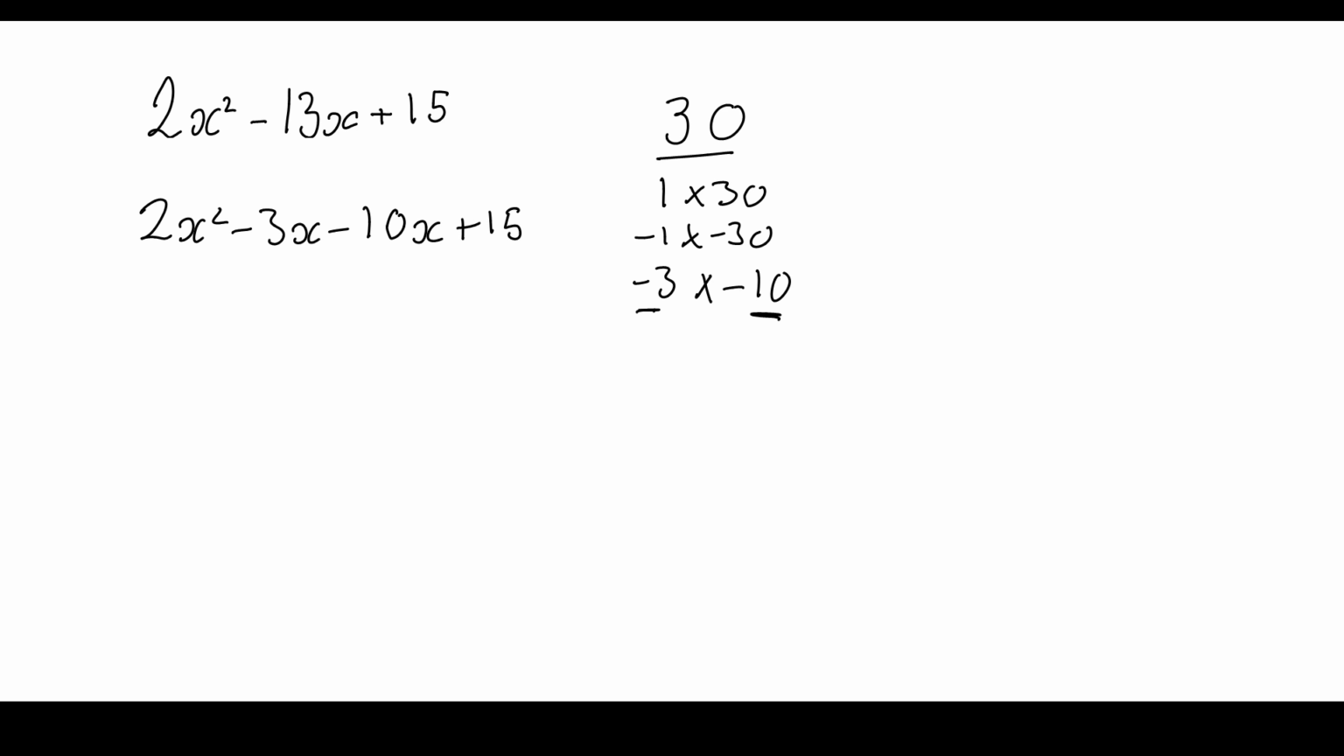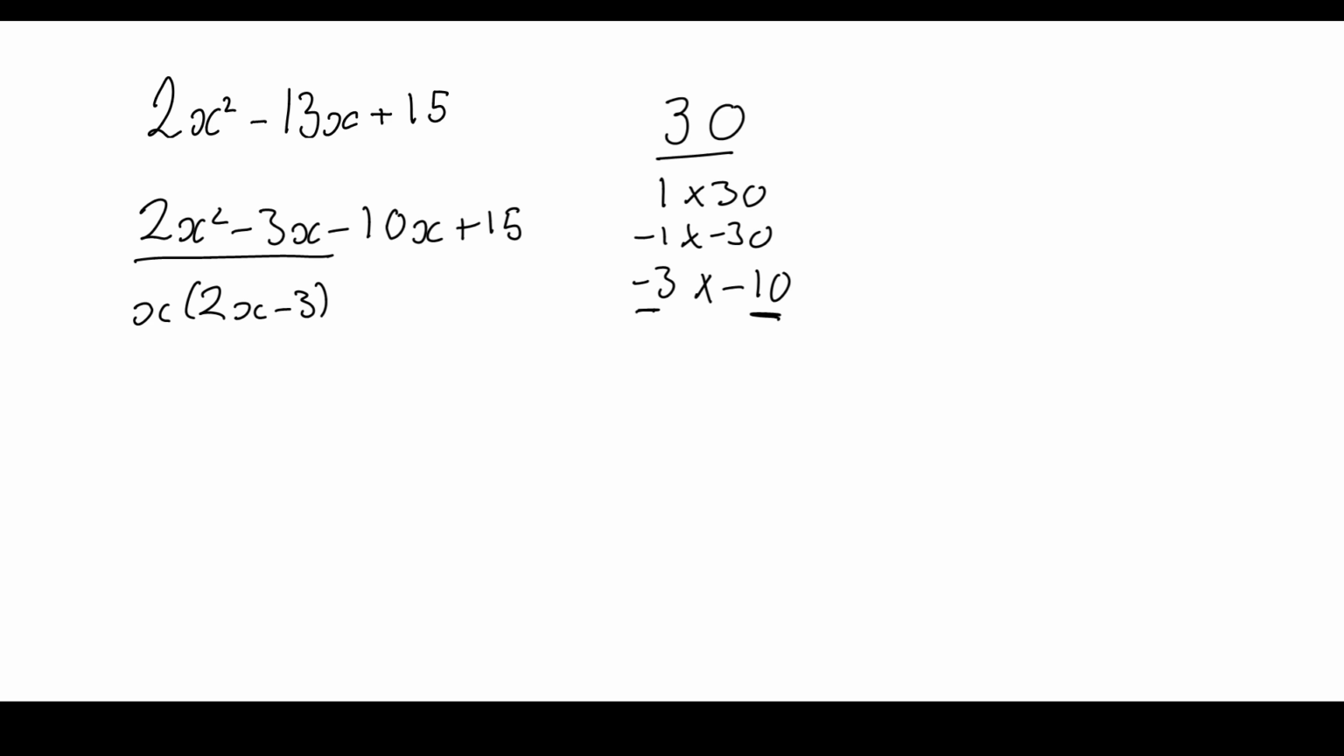Now I sometimes call this double factorisation. So we're going to factorise this first pair. And with this first pair I can always take out a multiple of x. In this case it's just x. So there's x, and that's going to leave me with 2x minus 3.